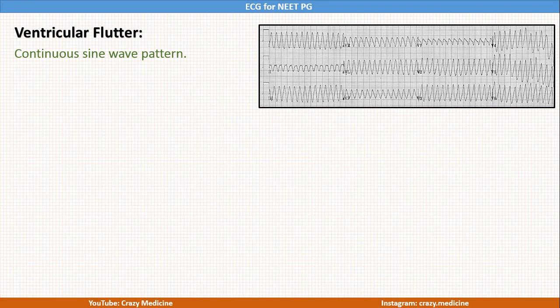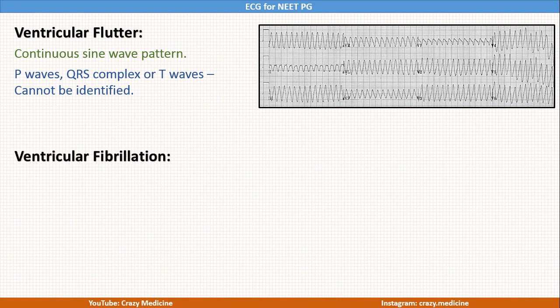Next is ventricular flutter. You can observe a continuous sine wave pattern. One cannot identify P waves, QRS complexes and T waves. And last is ventricular fibrillation.